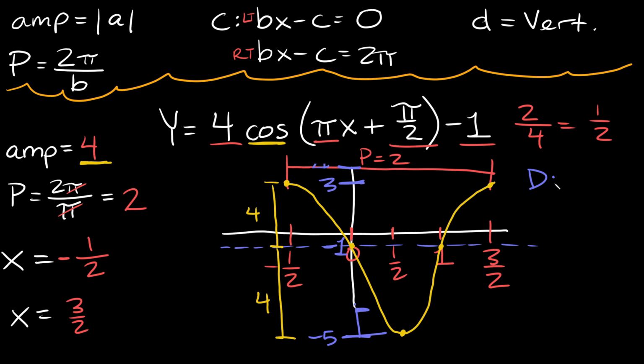Lastly, the domain and range. So the domain, again, is just gonna be all real numbers. And the range in this case, the lowest part is -5 and the highest is +3. So -5 to 3, boom.